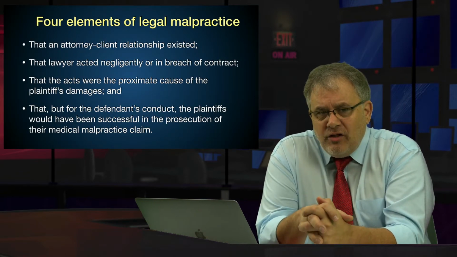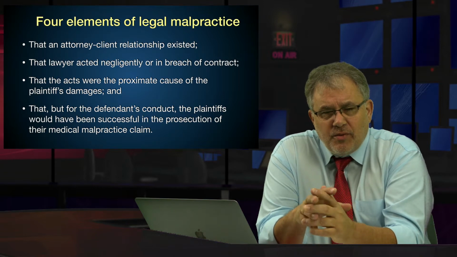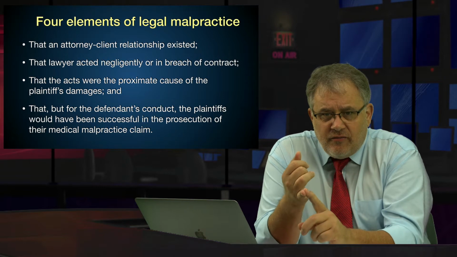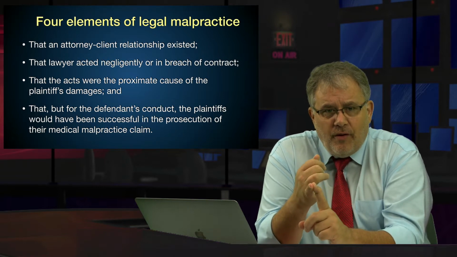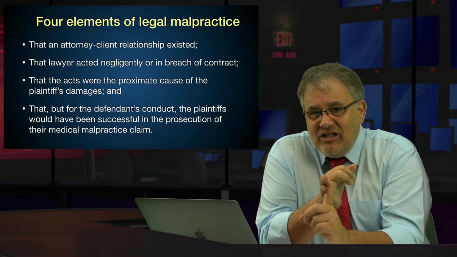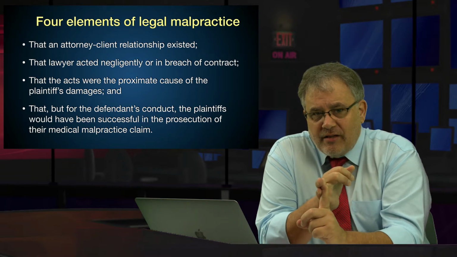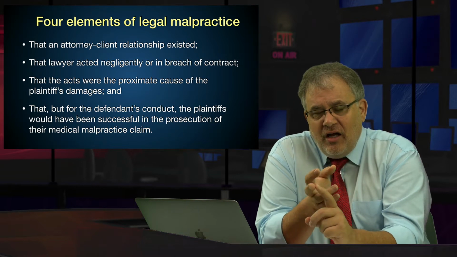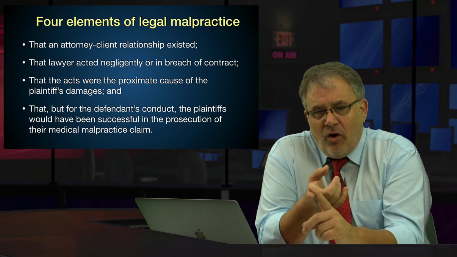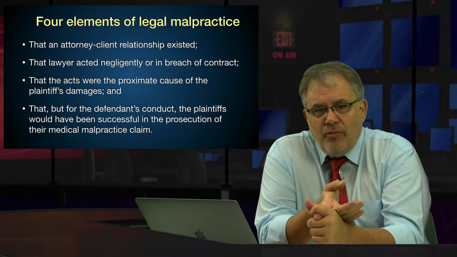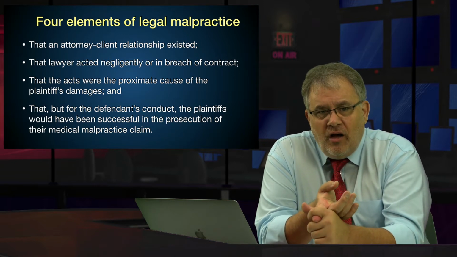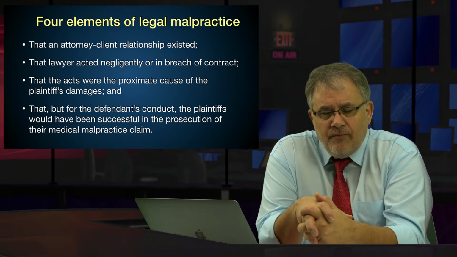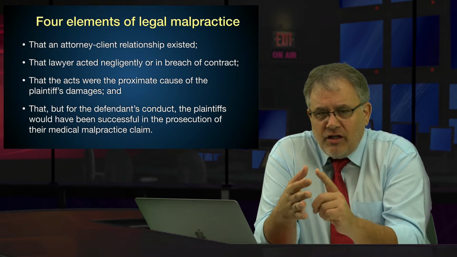I want to remind you of the 4 elements of legal malpractice because it's a topic that should probably come up. The existence of attorney-client relationship is check block 1. That the lawyer acted negligently or in breach of contract. That the acts were the proximate cause of the plaintiff's damages, and that but for the lawyer's conduct, the plaintiffs would have been successful in the prosecution of their claim, whether it's medical malpractice claim or wrongful death claim, what it happens to be. You'll notice duty, breach, causation, damages.